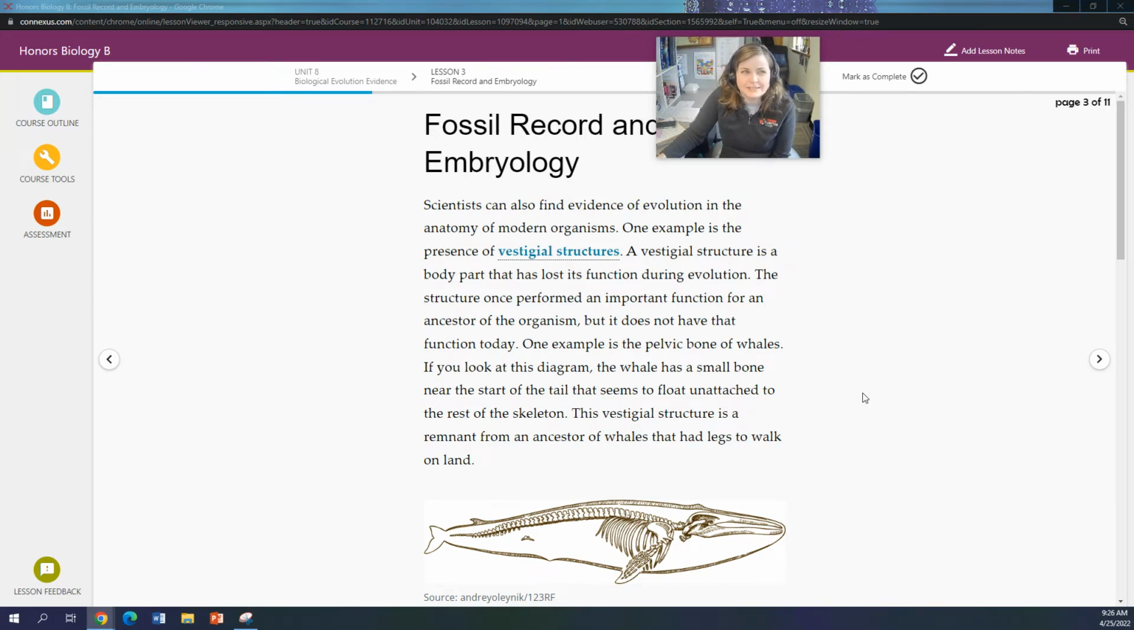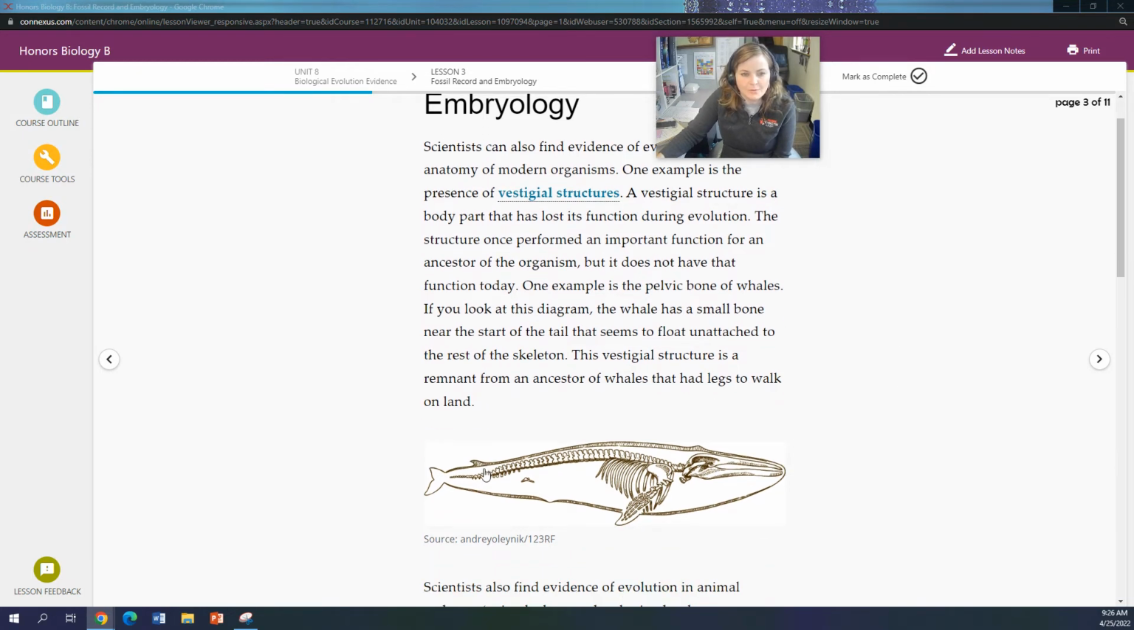It's kind of neutral. It doesn't harm the organism. It doesn't help the organism. So it's not gone. It's not being selected against in any way, shape, or form. It's still present, even though it no longer performs a function. One example is the pelvic bone of whales. The whale has a small bone near the start of the tail that seems to kind of float unattached to the rest of the skeleton.